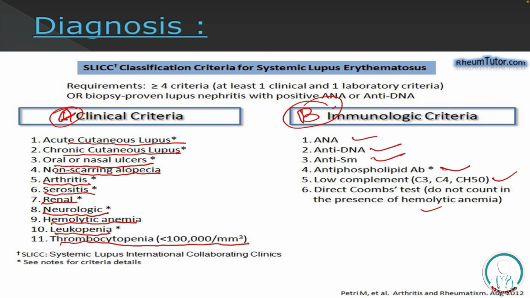The anti-nuclear antibodies are more sensitive but less specific, so it is the preferred investigation first. Then we do anti-DNA antibody test, which is more specific, and anti-Smith antibody test is much more specific than anti-DNA antibody test. For the establishment of the diagnosis, more than or equal to 4 criteria must be present, which should include at least 1 clinical and 1 laboratory criteria, or biopsy proven lupus nephritis with positive anti-nuclear antibodies or anti-double stranded DNA antibodies must be present.